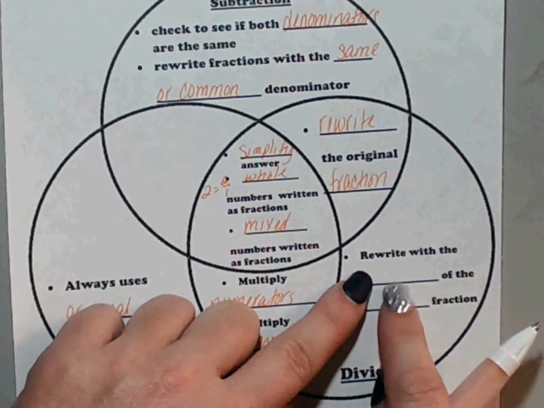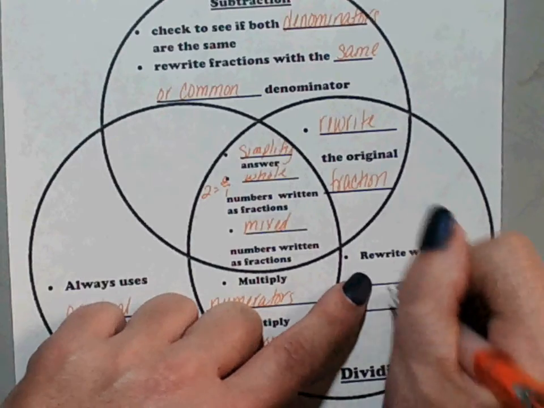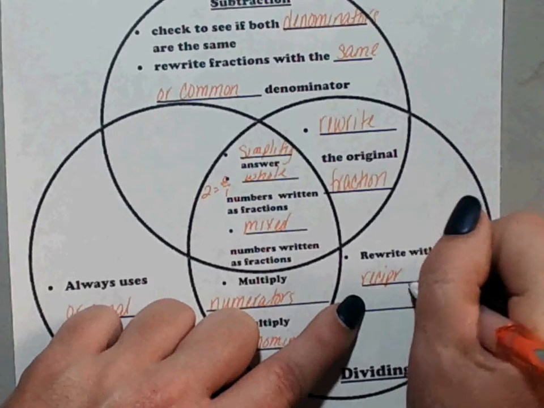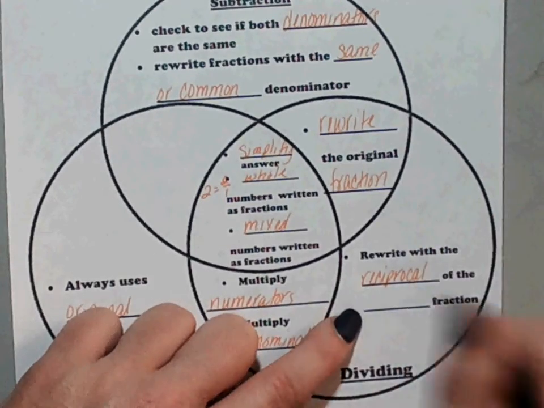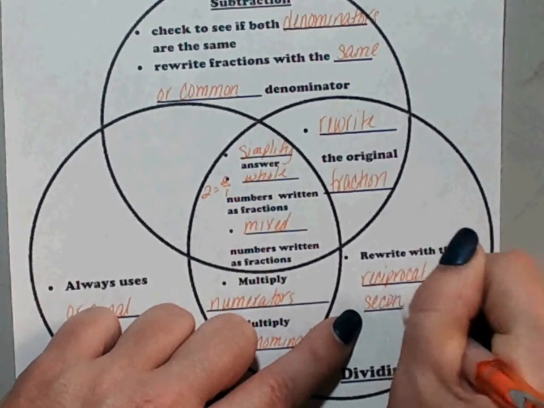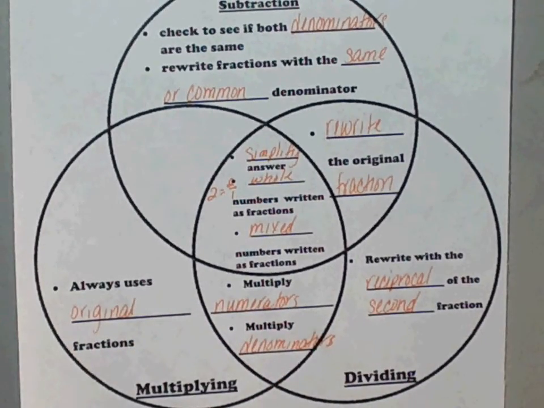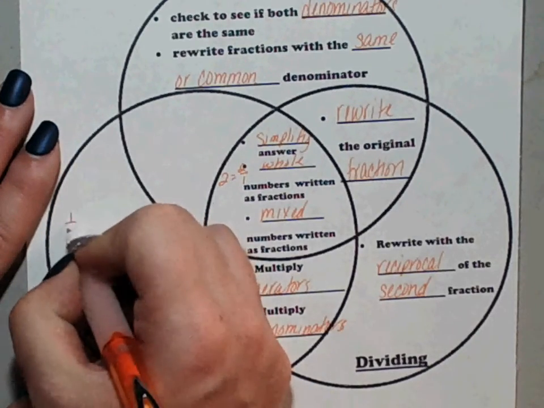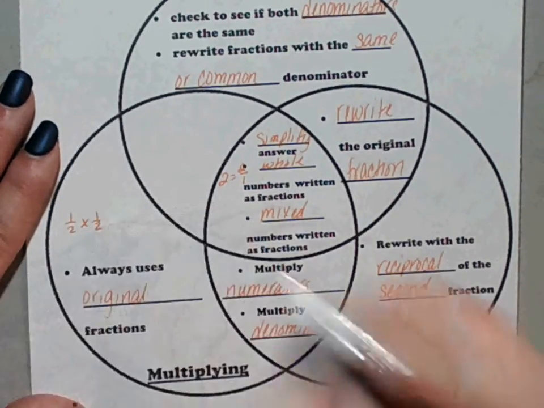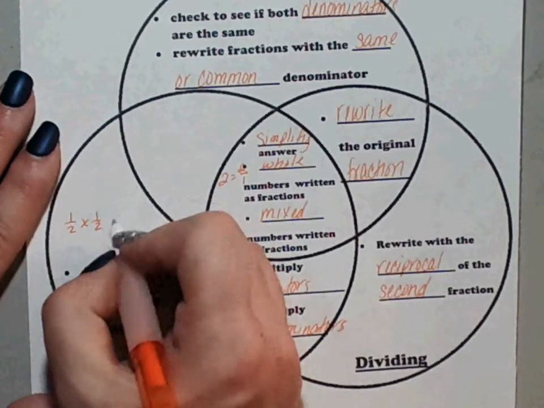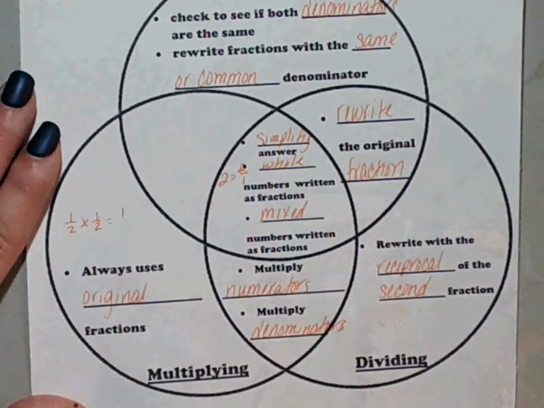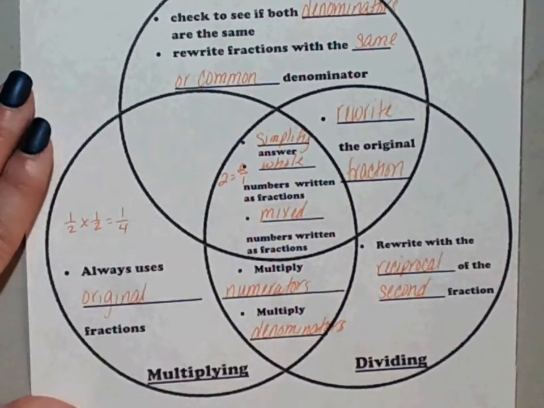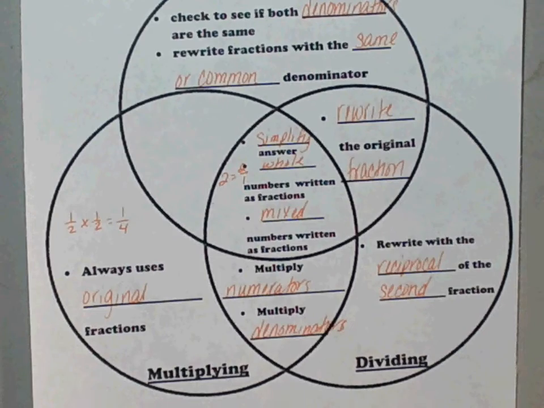Okay, so one thing that we have to do is rewrite with the reciprocal. Okay, this is one of those vocabulary words. Reciprocal of the second fraction. Okay, the reciprocal of the second fraction. So when we're multiplying, I'm just going to give you an example. We have 1/2 times 1/2. Okay, it says we multiply our numerators, so 1 times 1 is 1, and then we multiply our denominators. 2 times 2 is 4. We're finished. That's all multiplying fractions is.